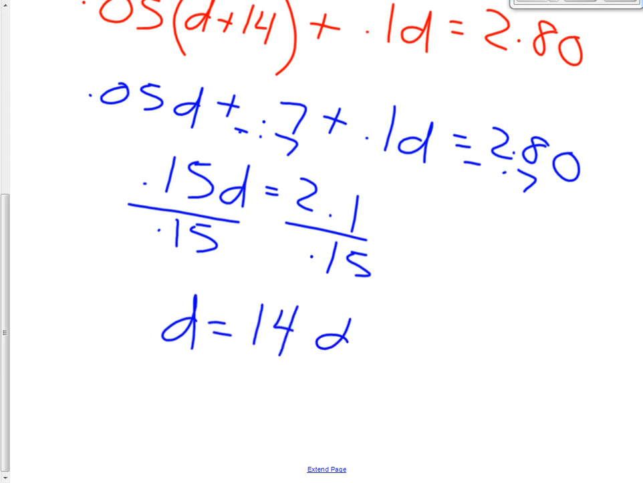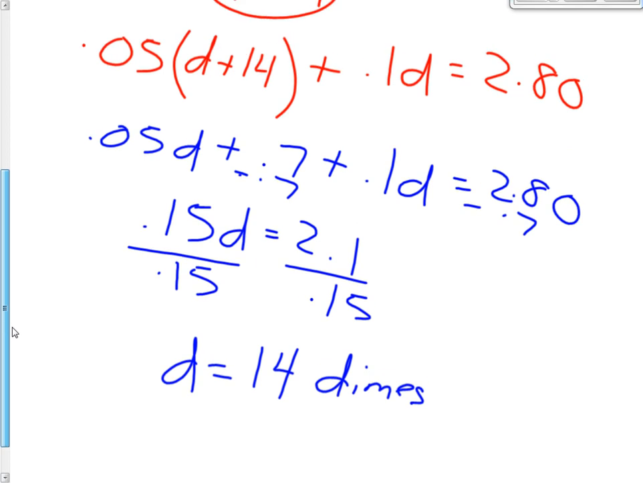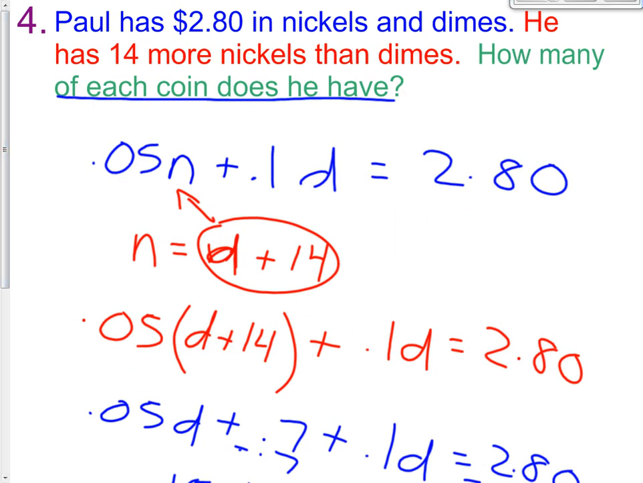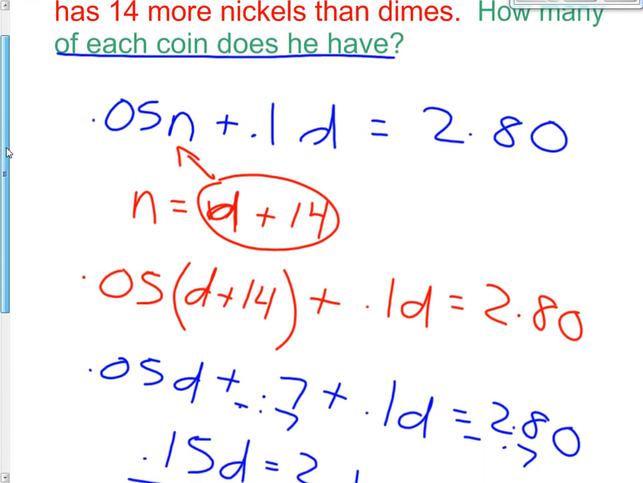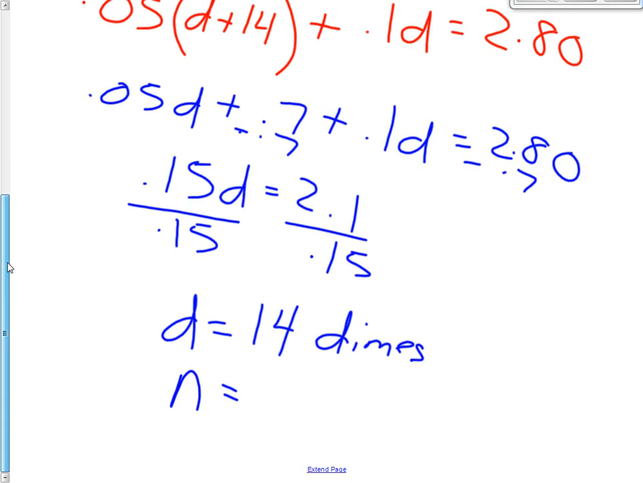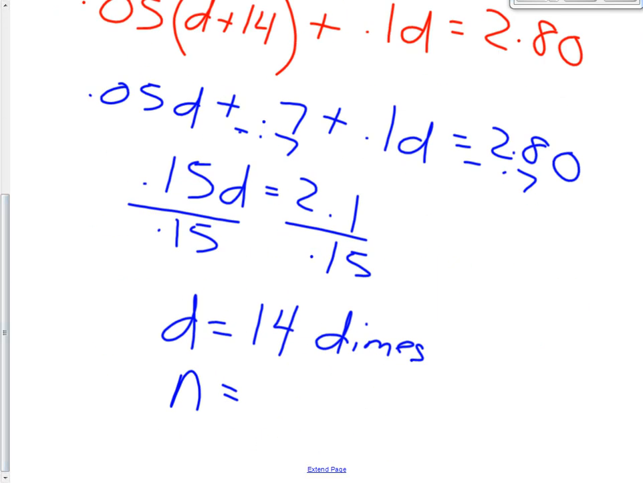So he has 14 dimes. Let's take a look at the question. It says how many of each coin does he have. So if he has 14 dimes, let's find out how many nickels he has. Well, we know that he has 14 more nickels than he has dimes. So however many dimes he has, let's just add 14 to it, which is this equation right here. We know that there are 14 dimes, so 14 plus the 14 that comes from right here, nickels is 28. 28 nickels.